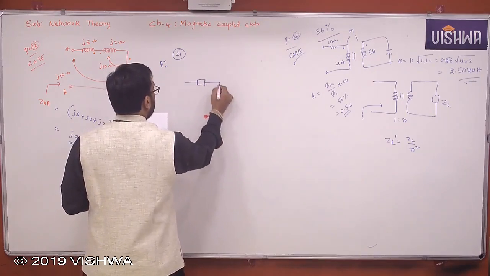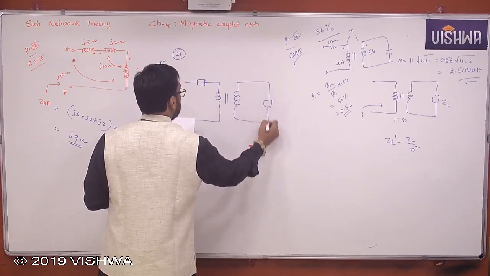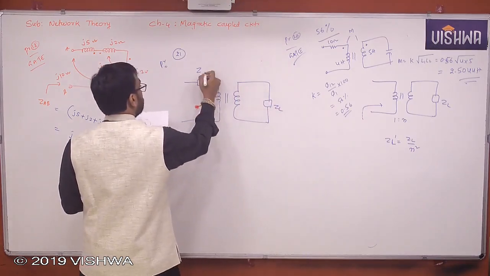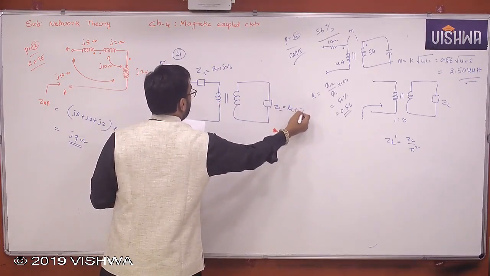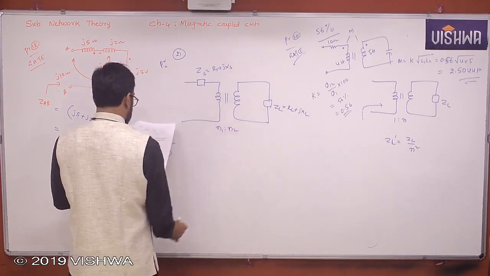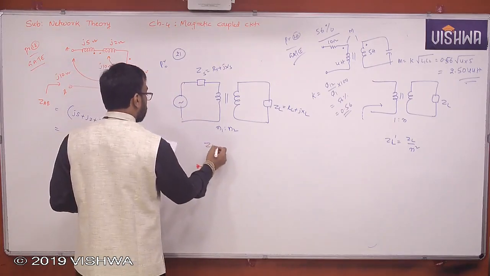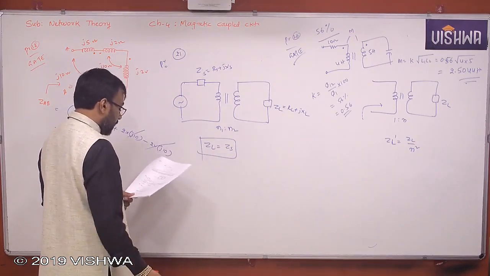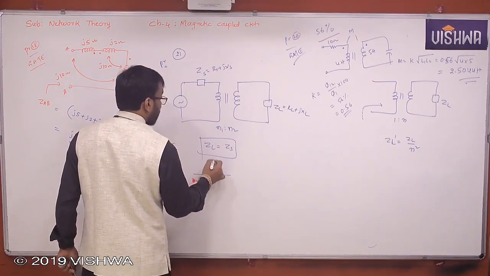So what is actually given here? This is ZL. This is ZS. RS plus JXS. RL plus JXL. N1 is to N2. To be matched, he is saying ZL must be equal to what? ZS. That's it. So what is the turn ratio he is asking? So refer to primary. Load matching he wants to do, ZL is equal to ZS.